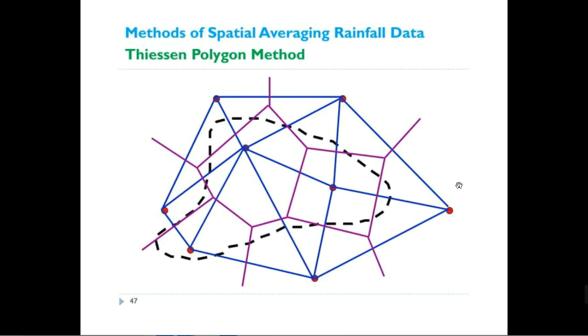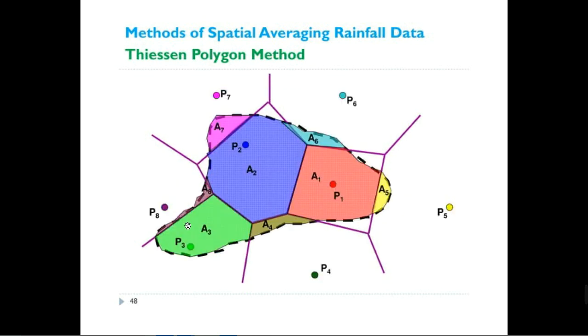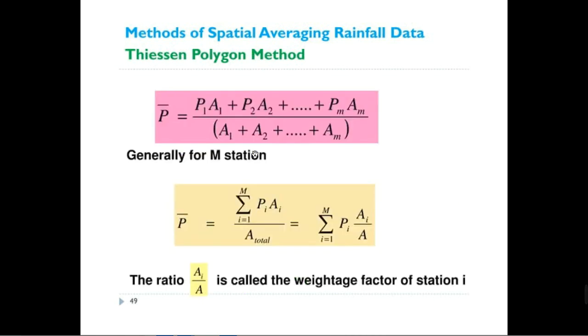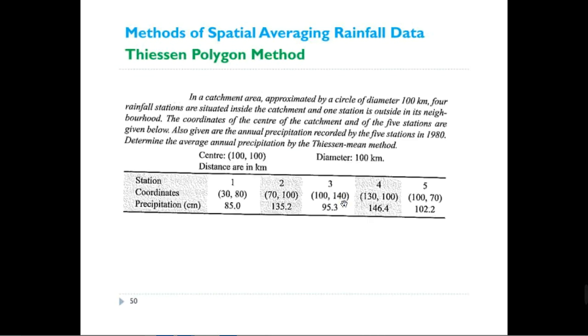We have to make the polygons, right? These are the areas. In the Thiessen polygon method, P bar is equal to P1 into A1 plus P2 into A2 plus and so on, divided by the total area. Generally, for M stations, P bar is equal to the sum of Pi Ai divided by A total, where i goes from 1 to M.